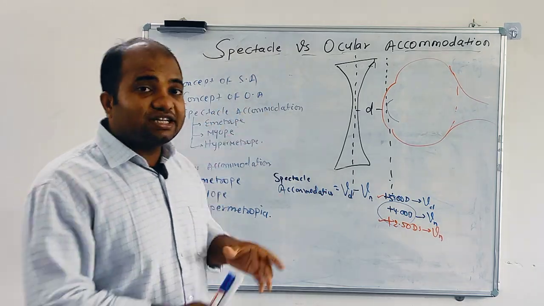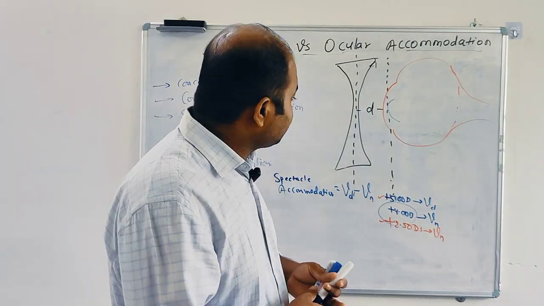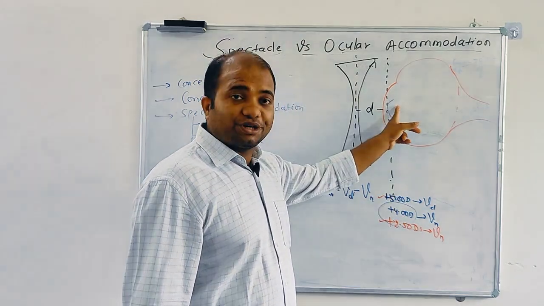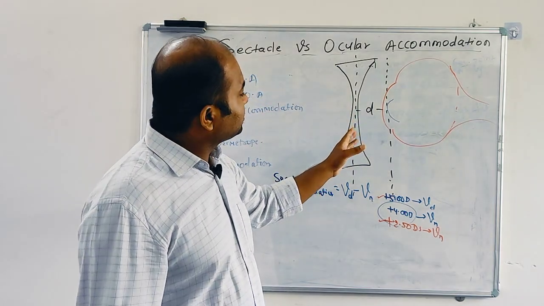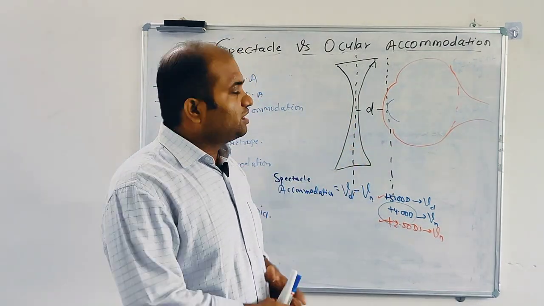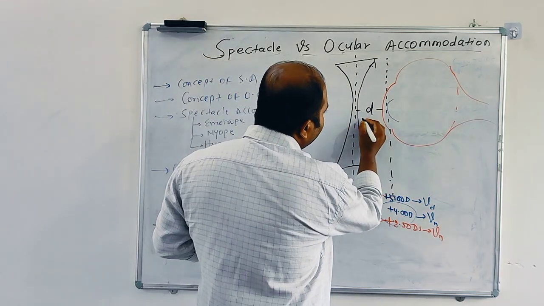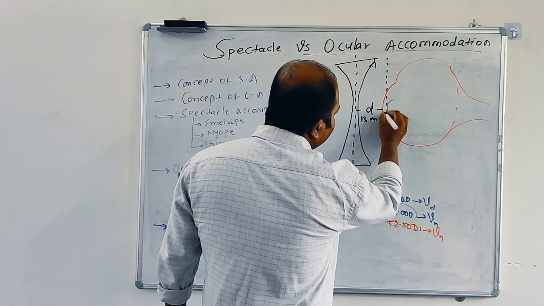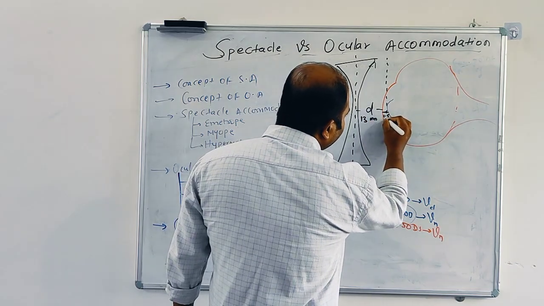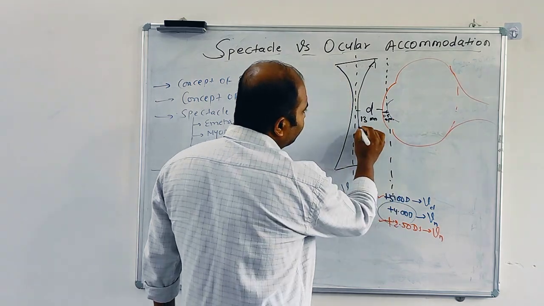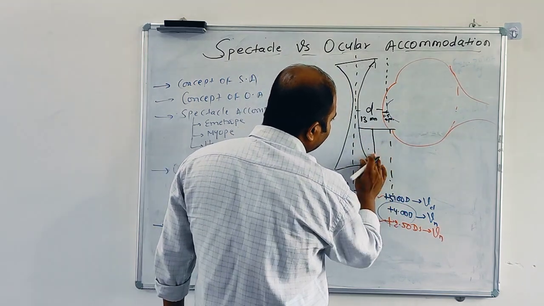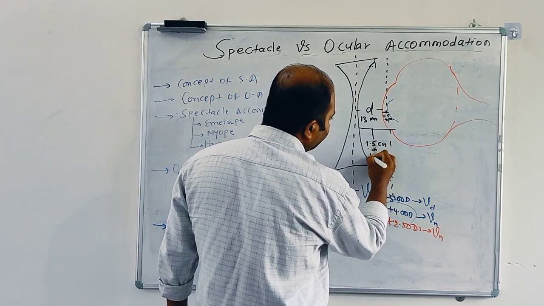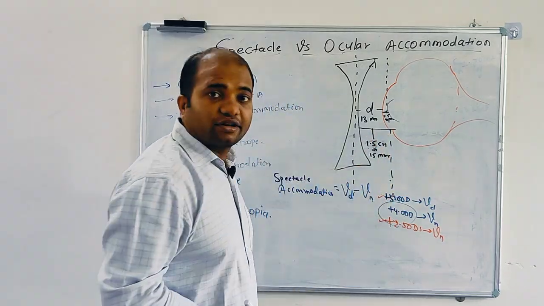So ocular accommodation is true, which determines the change in Vergence that determines the change in accommodation. But spectacle accommodation is very close, how much close? Yesterday we discussed, this distance D will be approximately 12 to 13 mm, and this will be around 1.5 mm, right? So together it is 1.5 centimeter or 15 mm, right?